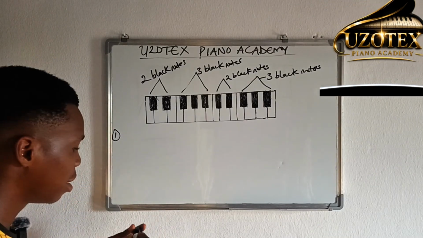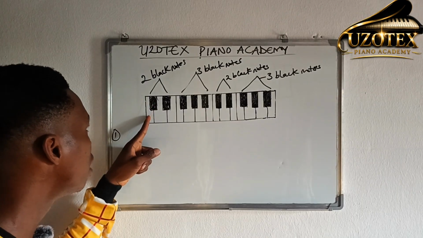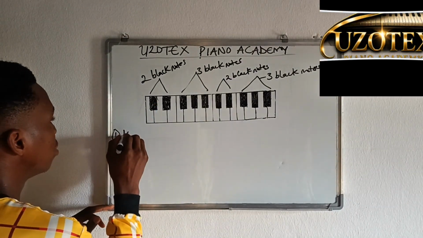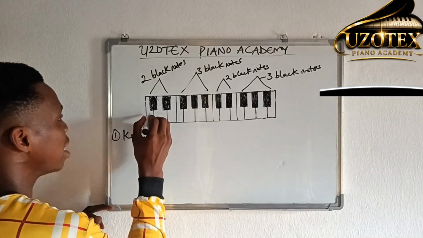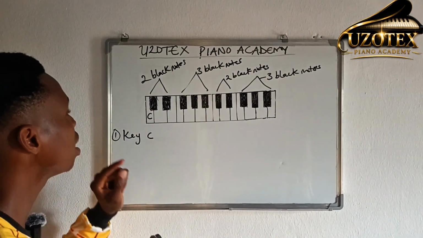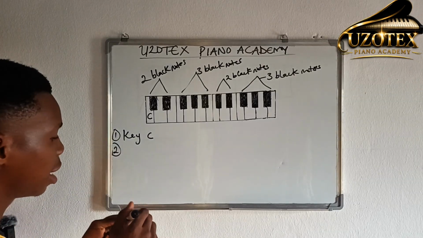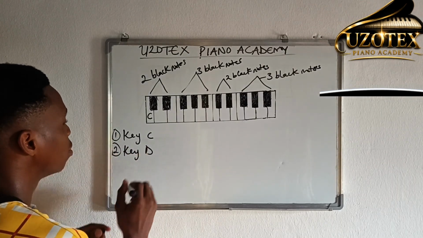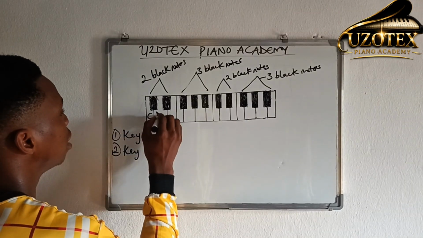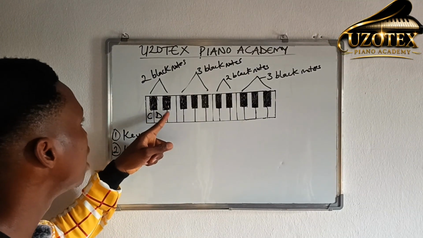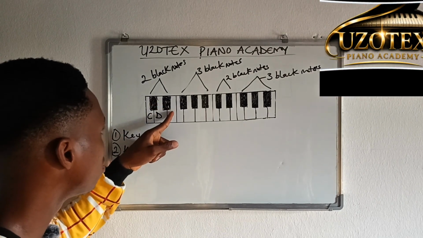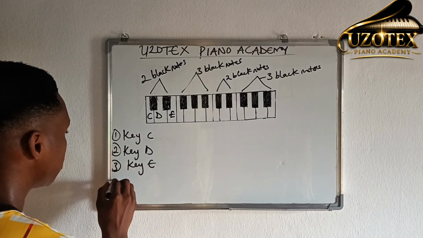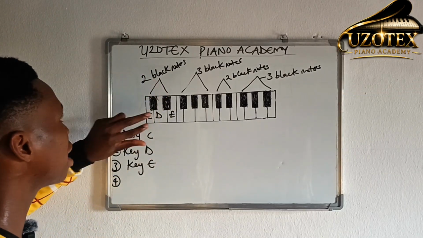The key that is found before the first note of the two black notes is key C. So this is key C. The key that is found in the middle of the two black notes is called the key of D. The key that is found immediately after the two black notes, which is here, is called key E. Now the two black notes section is done.